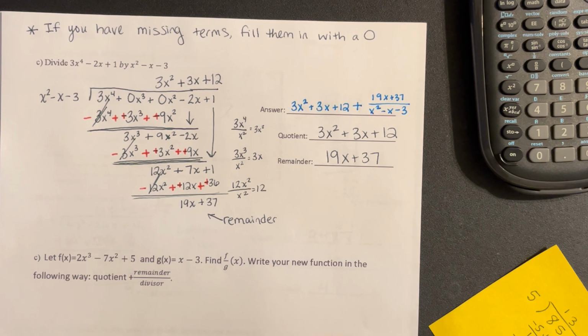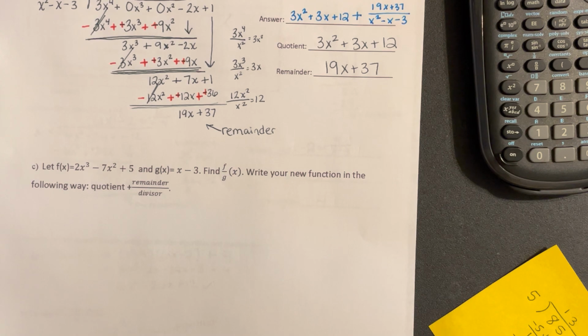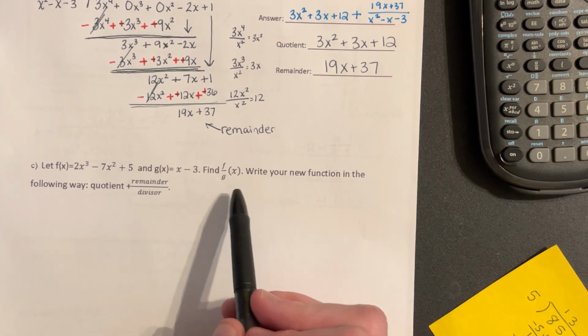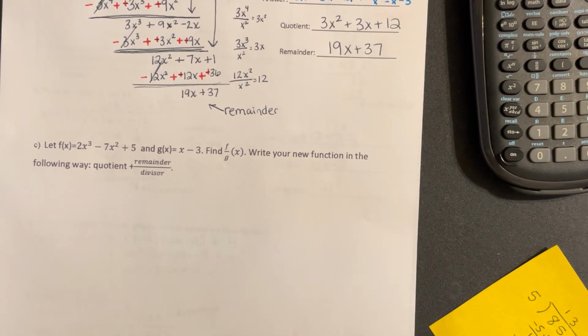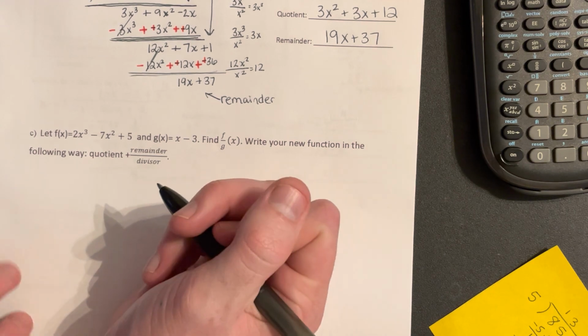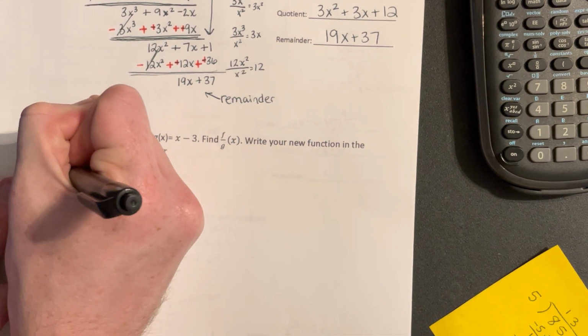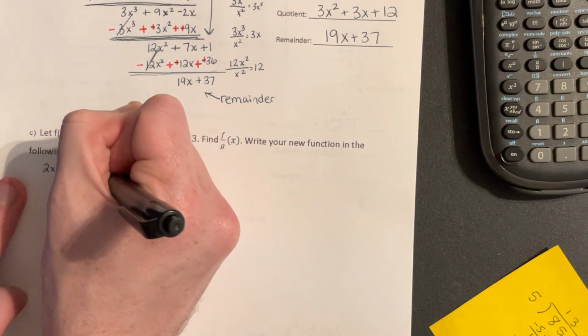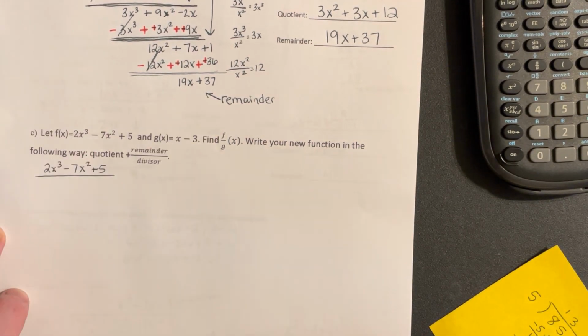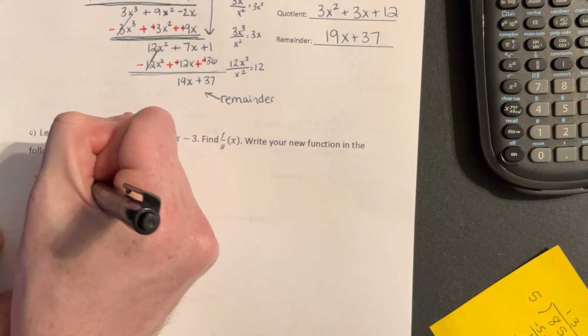All right, so there's a lot going on in that problem. The last one is just written a different way, but it says we have a function f and a function g, and we want to find f divided by g. This is what we've done in the last module, this division of functions, but we now have a way that we're going to simplify it. So if we did do f divided by g, that would be 2x cubed minus 7x squared plus 5 over x minus 3.